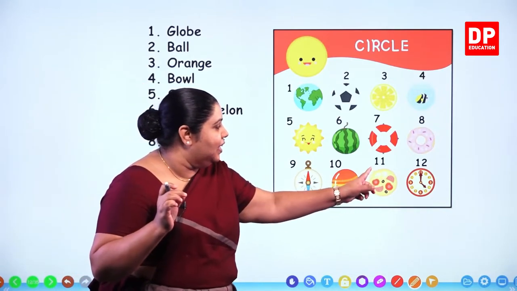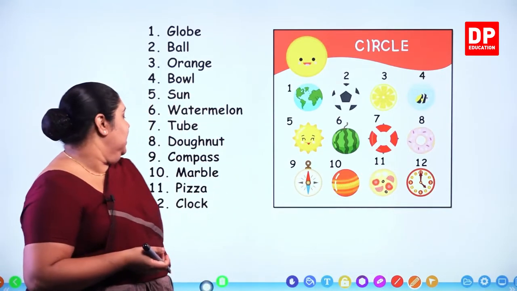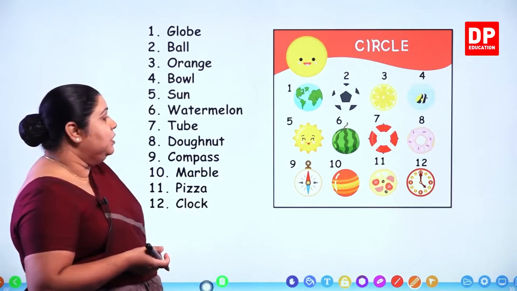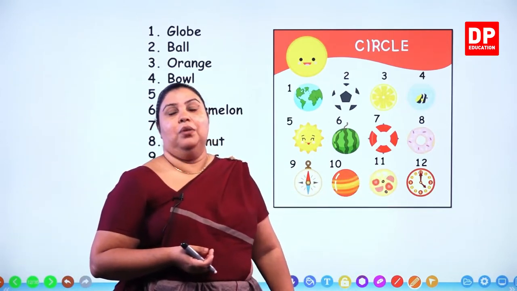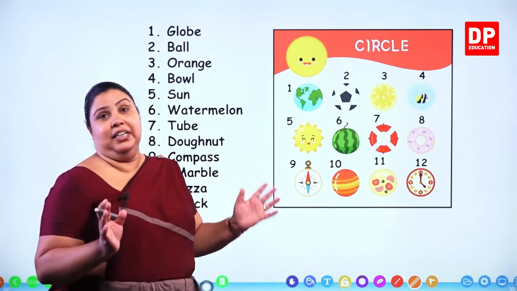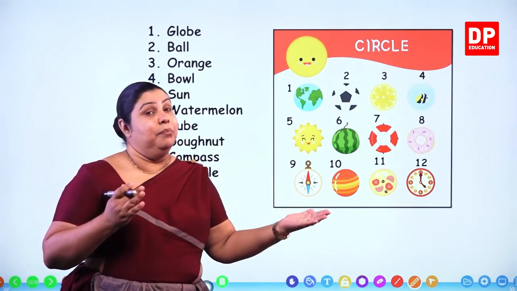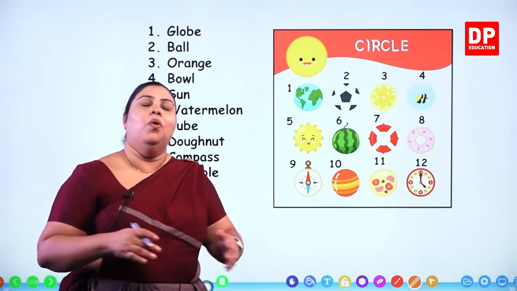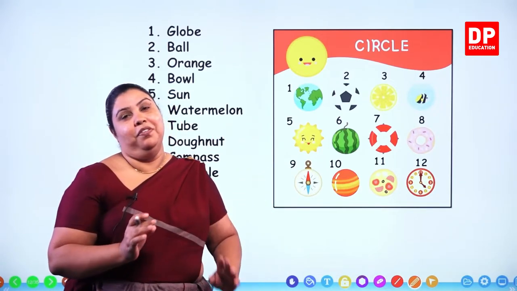But pizzas are always in the shape of a circle. Number 12, it's the clock. Now most of the time we see clocks in the shape of a circle. When we did our lesson number 4, around the clock, all those clocks were in the shape of circles.